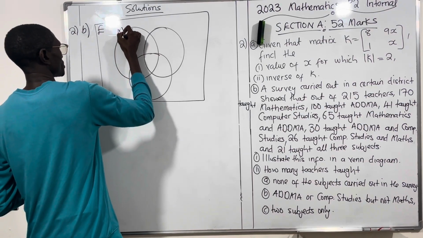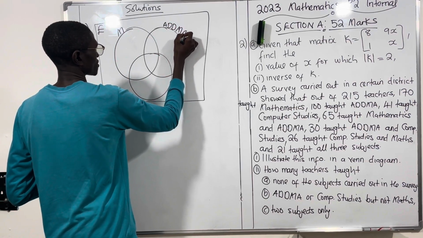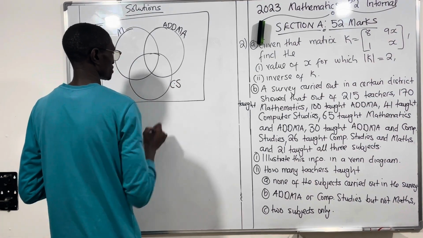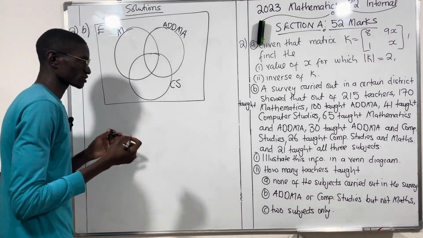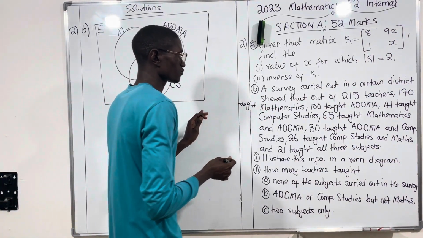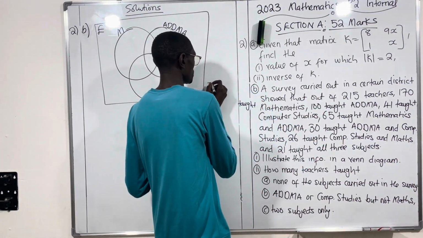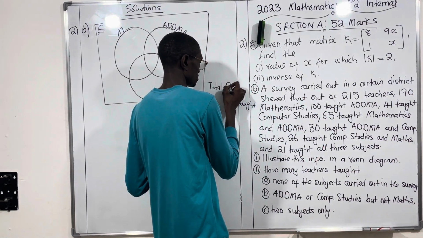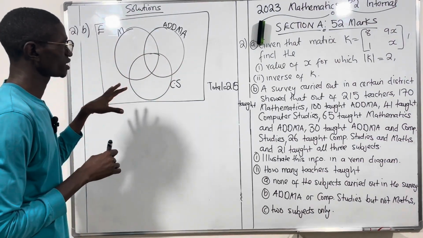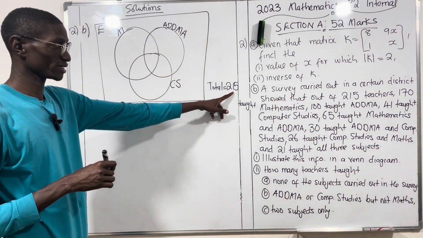So let's say this is mathematics. This is ADMA, additional mathematics, and this is computer studies. We call it CS. All right. So we can now start plugging in the values. Let's capture some information from there first of all. We are told out of 215, meaning the total is 215 teachers, implying that once we are done with everything, when we add all the values inside the Venn diagram, we should get 215.